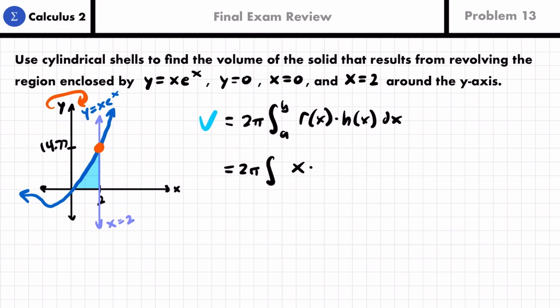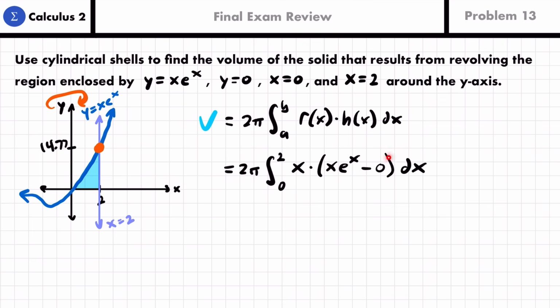Now for the bounds of integration, what are the two values of x that our region lies between? Well, it's between x equals 0 and x equals 2. So we integrate from 0 to 2, and then for the height function, what will be the height of the cylindrical shells? Well, what you want to do is look at the region from the top down and take the top function of the region minus the bottom function. So in this case, the top function is x times e to the power of x, and the bottom function is the x-axis, or y equals 0. So the height function is x times e to the power of x minus 0, and then we have dx.